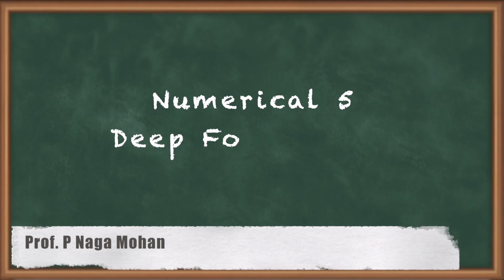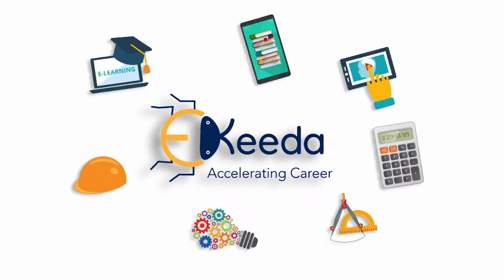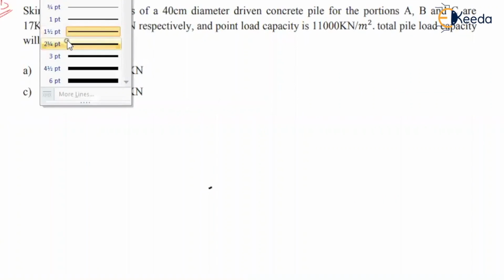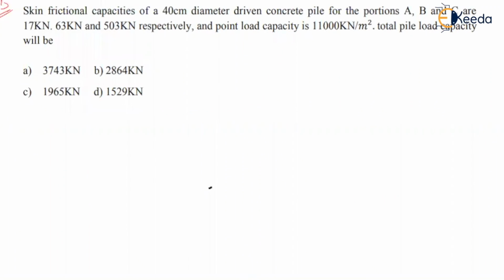Hello friends, let us see another previous year GATE question. What is the given question? First read it. Skin frictional capacities of a 40 centimeter diameter driven pile of the portions A, B, C, D.